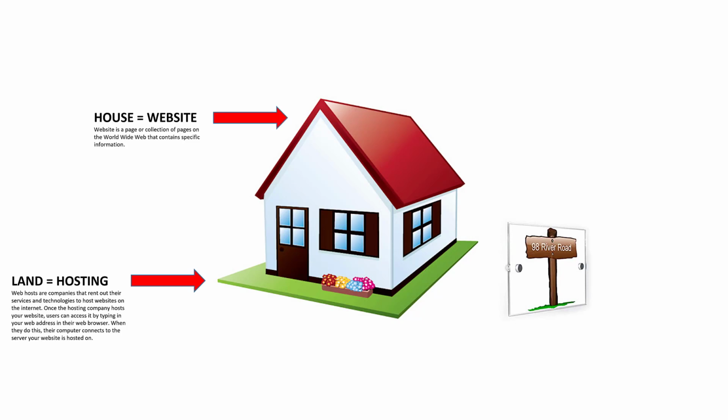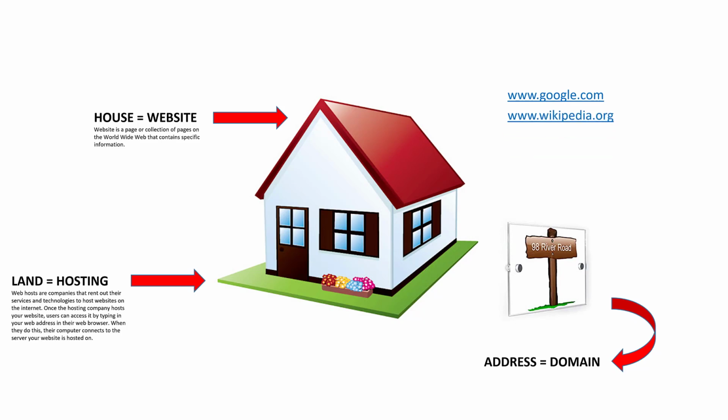Your house is the actual website. It's just a page or number of pages on the web that contains all your data, all your information, everything they will put on your website. And your street address is your domain name. For example, google.com, wikipedia.org, bbc.co.uk.